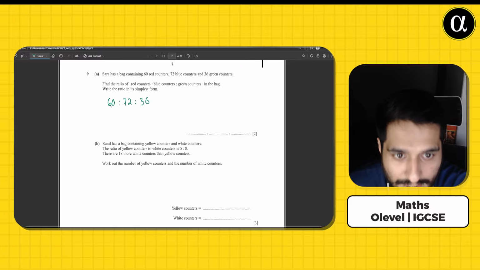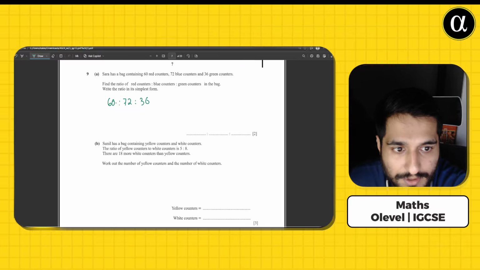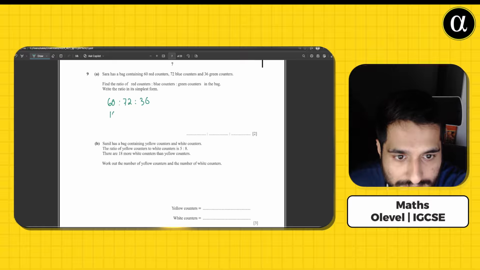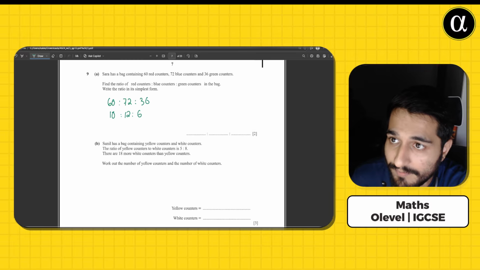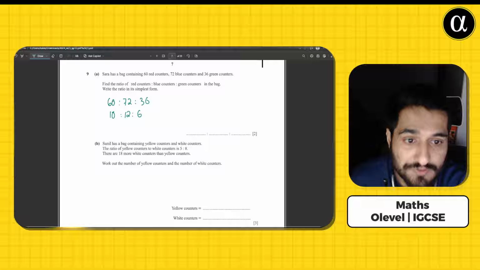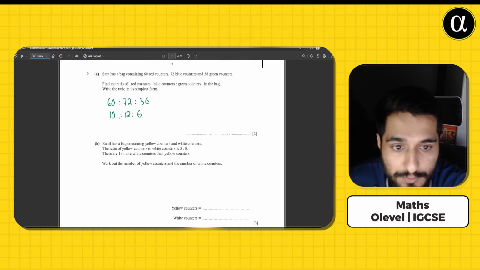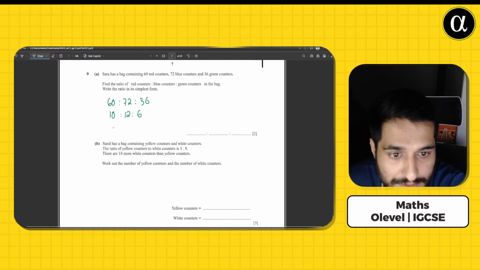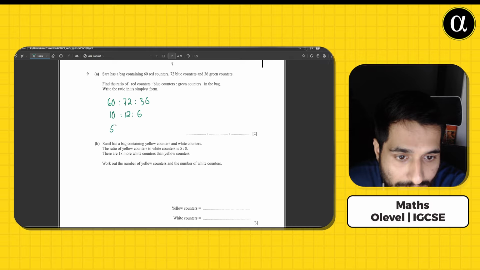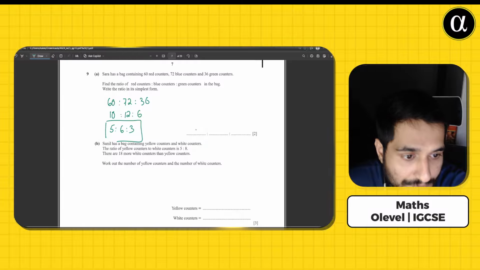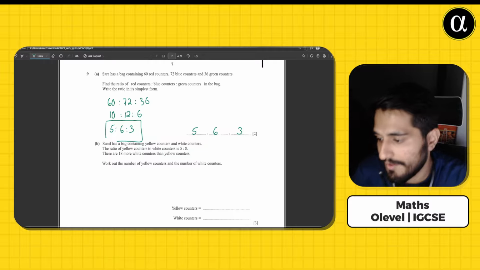Let's just take 6. If we take 6 as common, because it comes in all three tables, this is going to be 6 times 10, and then 6 times 12, and then 6 times 6, right? Can this be simplified further? Yes, all these three numbers come in the table of 2. So when we simplify this further, it's going to be 5 ratio 6 ratio 3. Keep in mind, ratios are always supposed to be given in the simplest form. So this is going to be 5, 6, and 3.